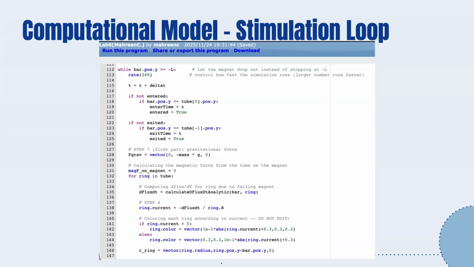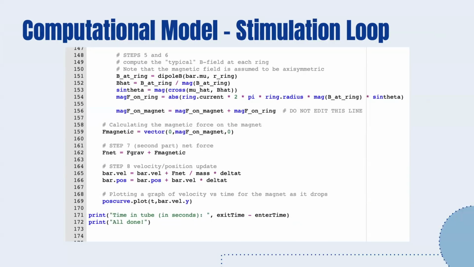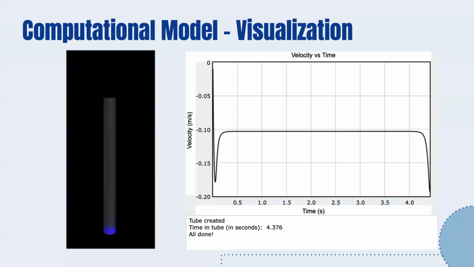Adding these two gave the net force, which I then used to update the velocity and position of the bar magnet. Here's more code computing the B field and magnetic force on the magnet, as well as the net force and position. Here is the visualization of the motion of the bar magnet.